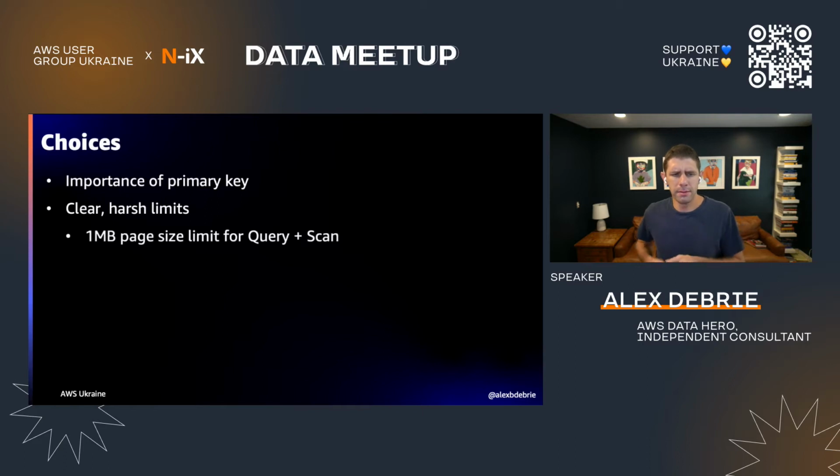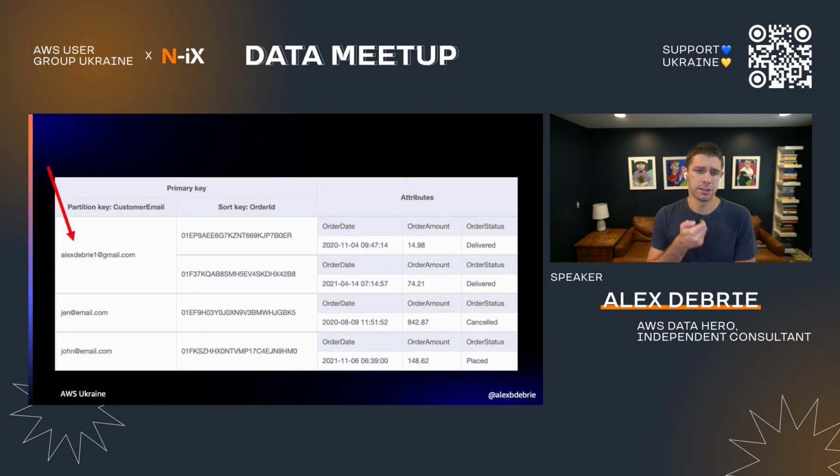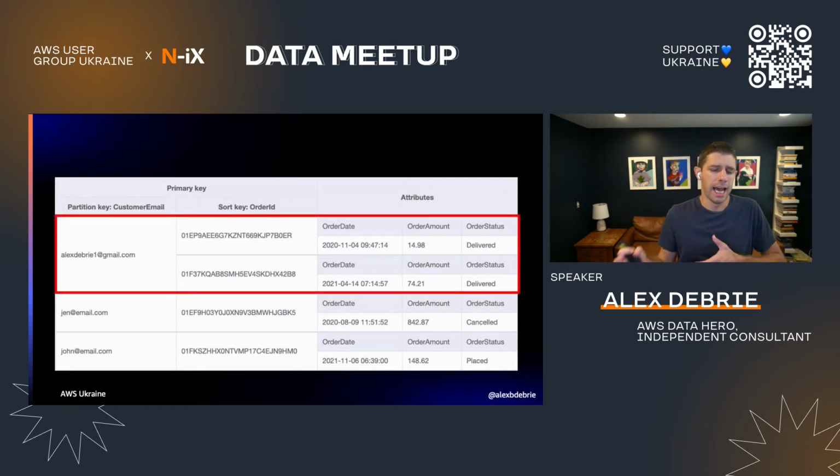So one of the limits it gives you is, hey, if you're doing a query or a scan operation, this is reading multiple items from DynamoDB, it's only going to give you a megabyte of data back at a time, right? So if we go back to our example orders table, and I want to get all the orders for Alex DeBrie, maybe I could fetch that, and I could get all those orders back, and that's going to be a very quick operation when I only have 2 items.